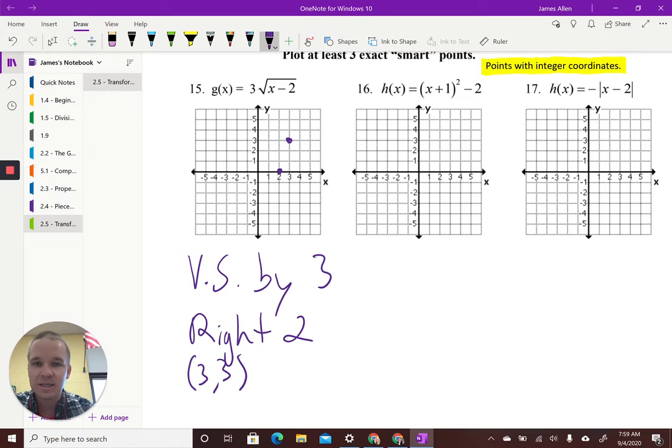And then what's my next perfect square? I would have 4, right? So how do I get 4 inside the radical? Well, if I plugged in 6, 6 minus 2 is 4. Square root of 4 is 2. 2 times 3 is 6. So the point 6, 6 is on there. And now I have 3 points with integer coordinates.